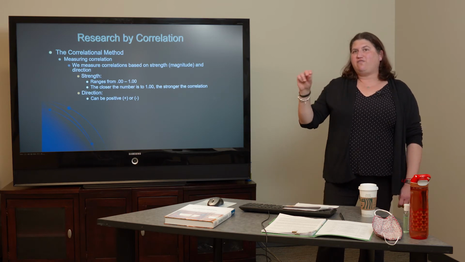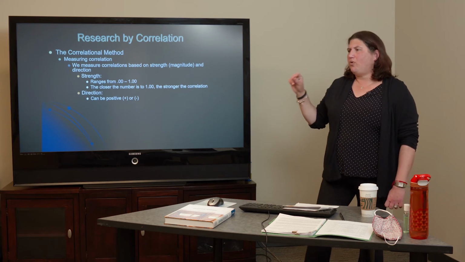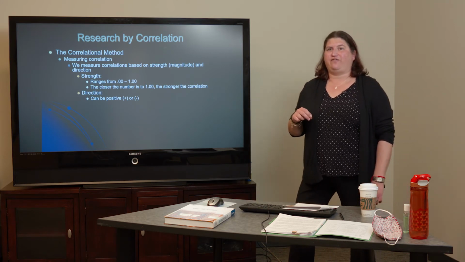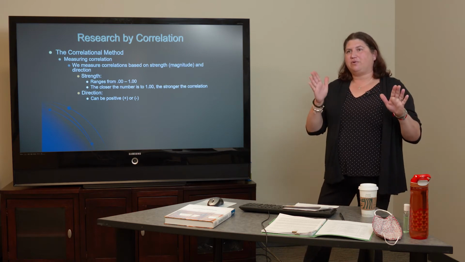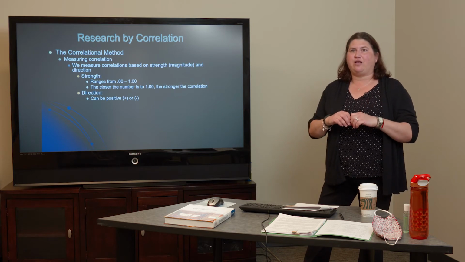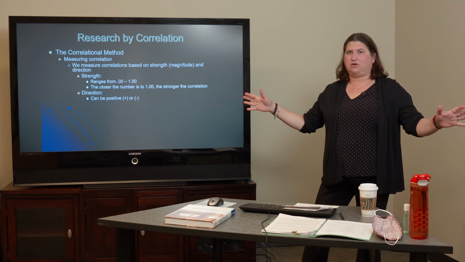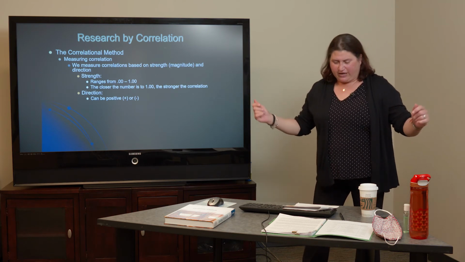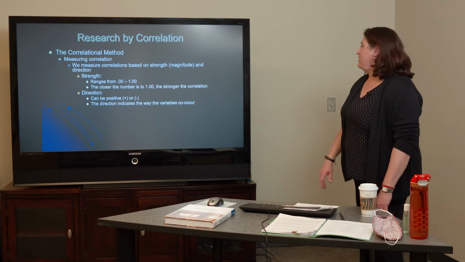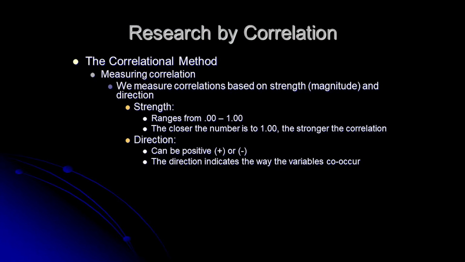So if you see negative 0.75 and you see plus 0.33, the stronger correlation is negative 0.75 because the negative and the plus mean nothing in terms of strength. They just indicate whether the variables move together or they move apart. Hopefully that's clear. Again, no feedback, so I'm going to go with, yeah, sure, it is, totally, crystal. Okay, and so again, here's the point. The direction indicates the way the variables co-occur.